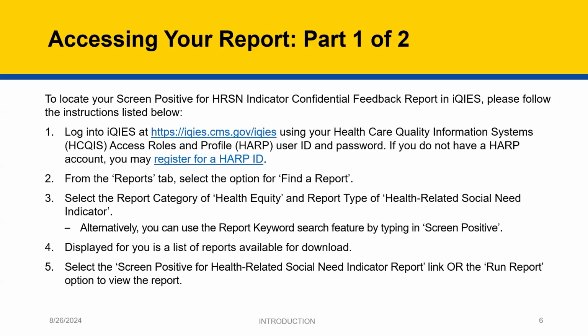From here, you can select the report category of Health Equity and select the report type of Health-Related Social Needs Indicator. Rather than selecting the report category and report type, you can alternatively use the report keyword search feature by typing in screen positive. Either of these options will display a list of reports available for download. From here, select the screen positive for health-related social need indicator report link or the run report link next to the report name.